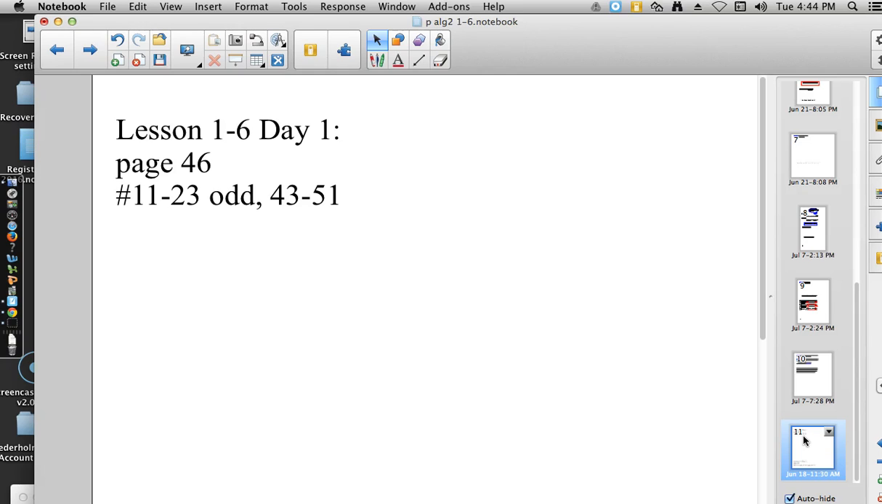So lesson 1-6, day 1, page 46. Go ahead and do 11 to 23 the odds, 43 to 51. Reminder, show all your work. No work equals no credit. And make sure that they're all right. Check all your odds in the back of the book. And when you come back, we'll take care of those few evens that you have here to check. But make sure everything is going right.